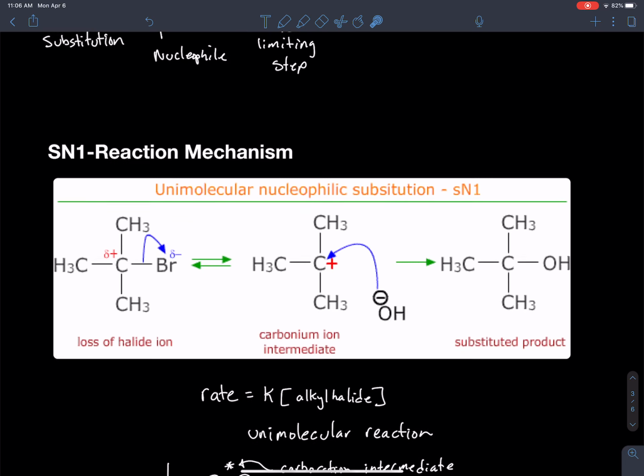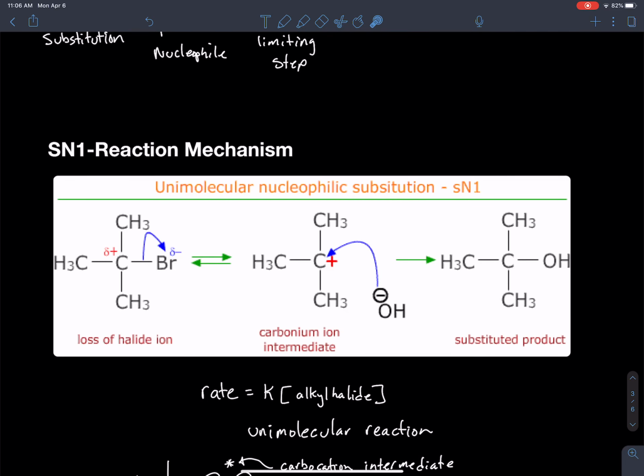So what does an SN1 reaction look like? Well, in an SN1 reaction, all right, the rate is limited only to the alkyl halide. I can change the concentration of my nucleophile, such as this OH minus. It's not going to affect the rate of the reaction. The rate only depends on the alkyl halide. So how does that work? It must mean that the alkyl halide has to break apart first to make an intermediate, and that would be the slowest step in the reaction.